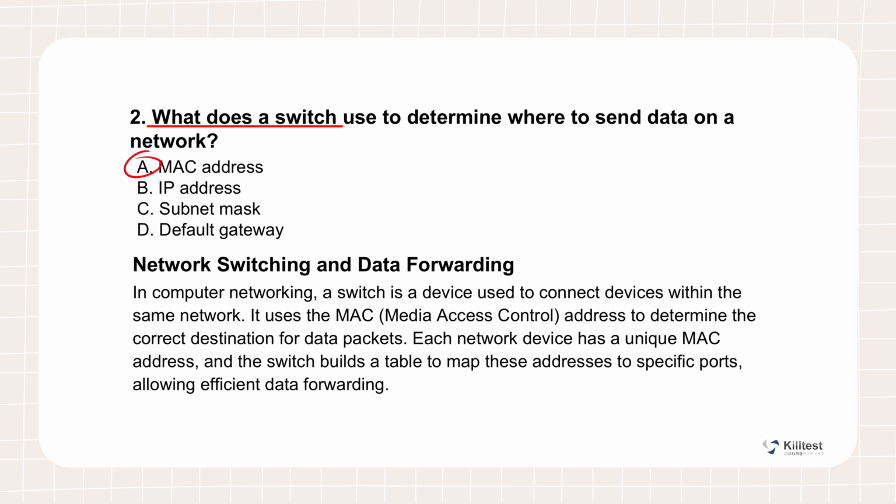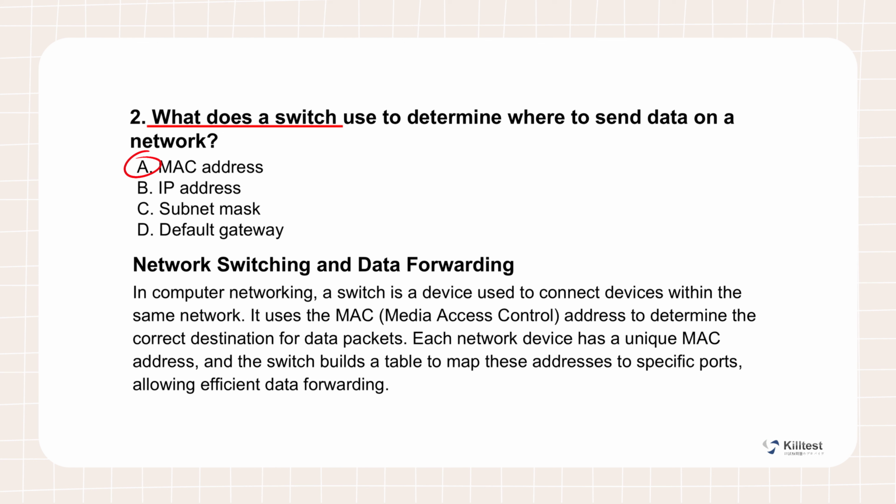When data comes in one port, the switch looks at the destination MAC address on that data packet. Then it checks its table. Okay, which port have I seen that MAC address on before? If it knows, it sends the data straight out only that port. So it doesn't just shout it out to everyone. Nope. That's the efficient part. It directs traffic precisely, avoids cluttering up the network.